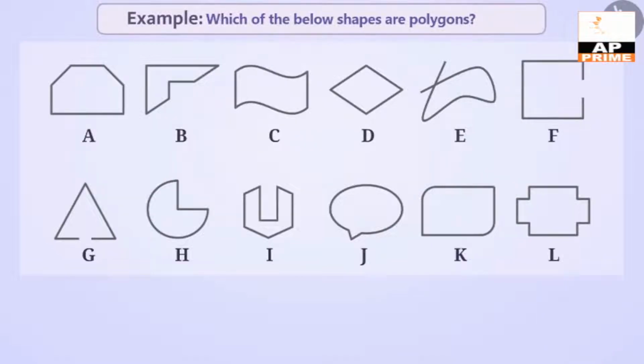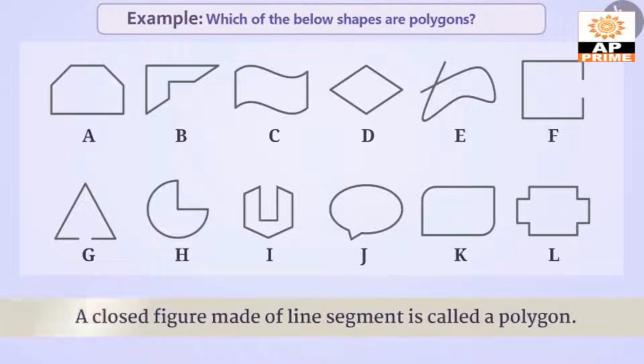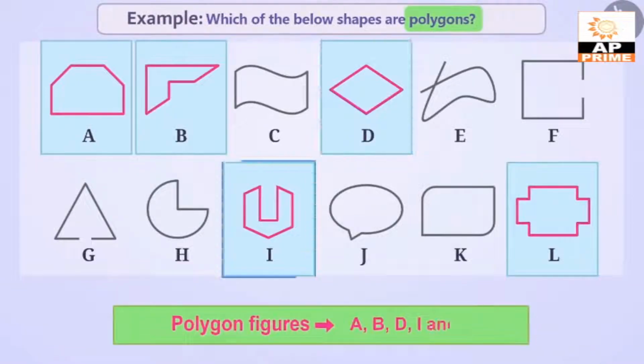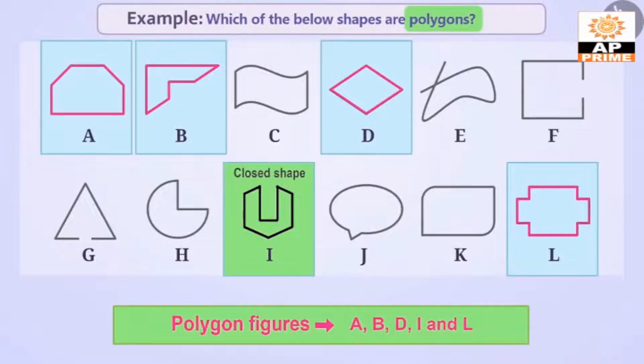Let me explain this. As you know, a closed figure made of line segments is called a polygon. On this basis, we can say that a closed figure is a polygon if all its sides are line segments. Figures A, B, D, I, and L are polygons. Observe figure I carefully. Though this appears as an open figure to us, if we start from one point and continue to move on its boundary, then we observe that we reach the same point from where we started. Therefore, it is proved that this is a closed figure indeed.